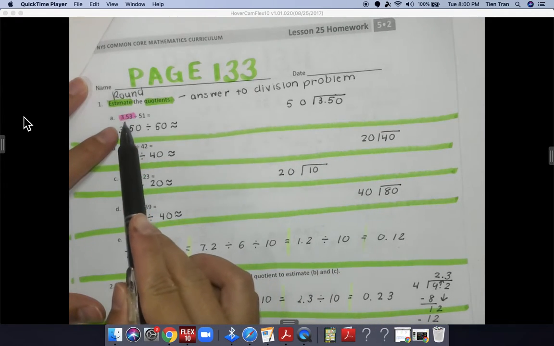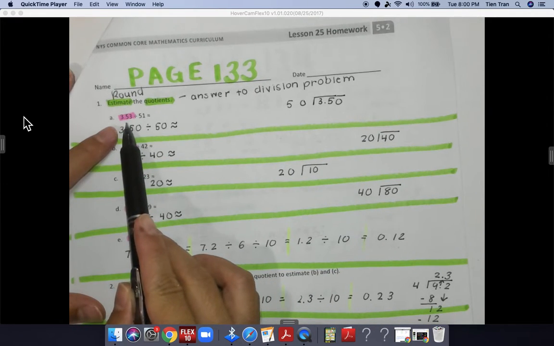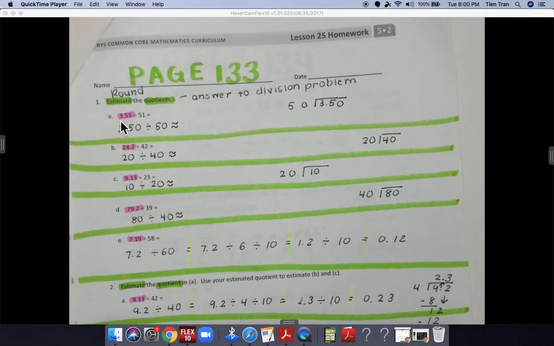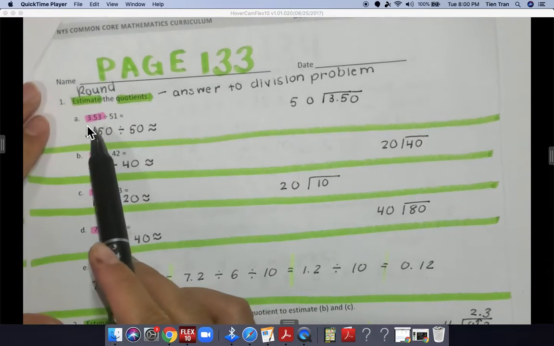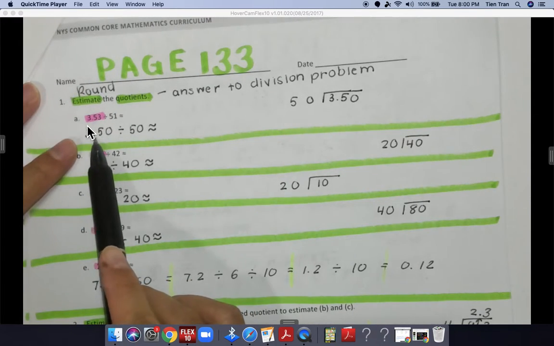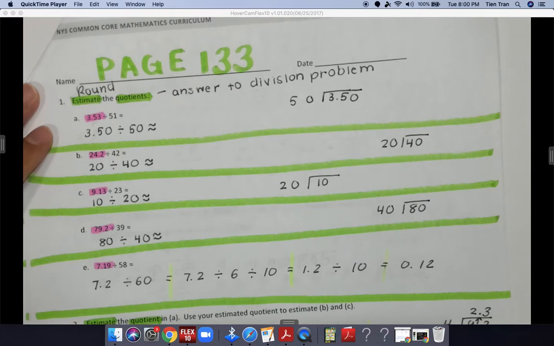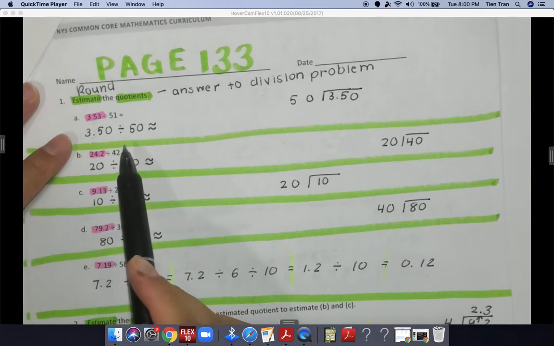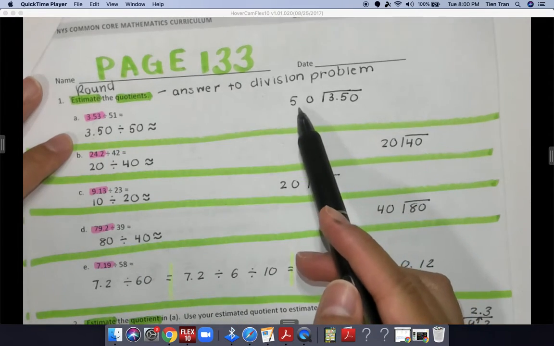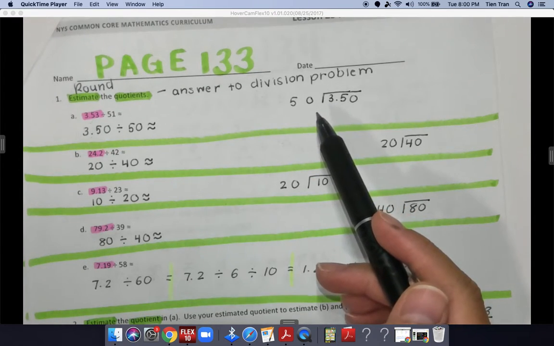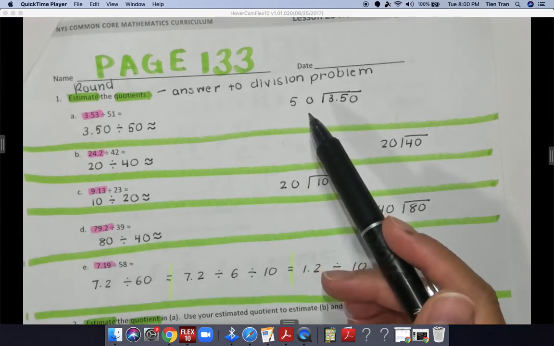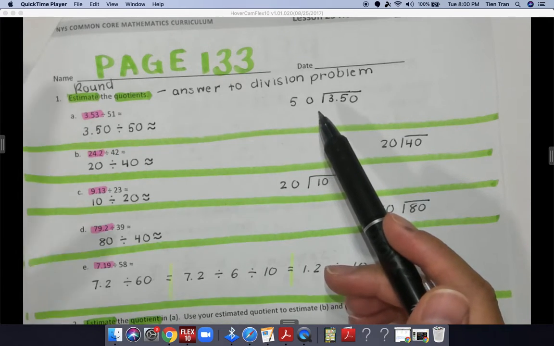So the first number we have here is 3 and 53 hundredths divided by 51. So I rounded to 3.50, 3 and 5 tenths divided by 50. I'm going to show you the standard algorithm way, but I will also show you a different way to solve for it as well. So you have both methods you can use.